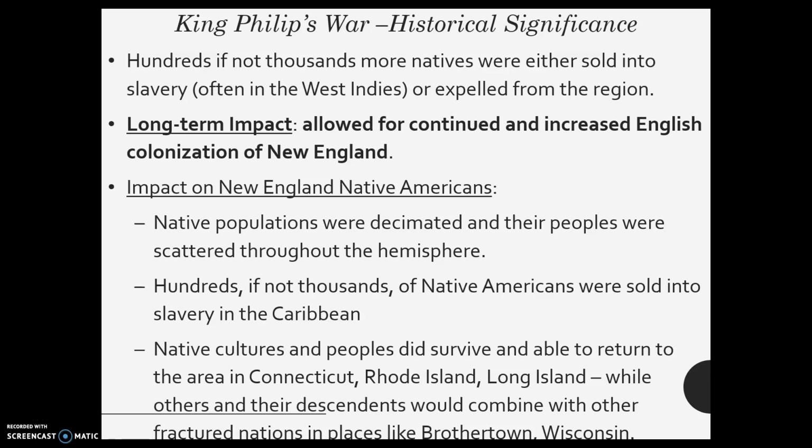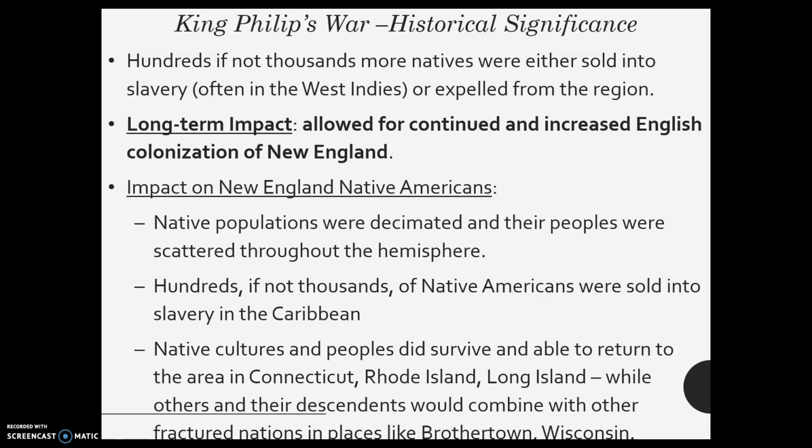Why? The impact on them was they were decimated. Some groups were nearly slaughtered completely. Those that survived scattered throughout the hemisphere, ran away, to try to get away. Many were sold into slavery in the Caribbean, so they were captured and sold away. Native cultures that did survive, some came back eventually to Connecticut, Rhode Island, and Long Island, while others combined with other fractured nations in places like Brothertown, Wisconsin.